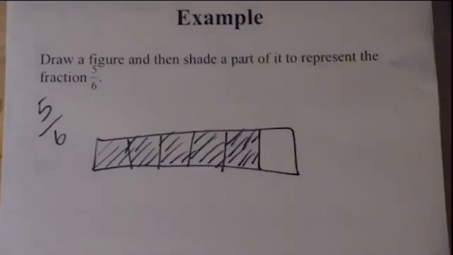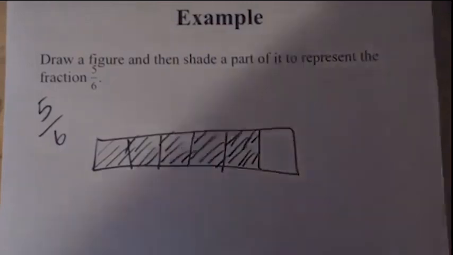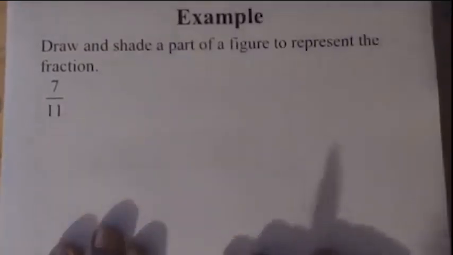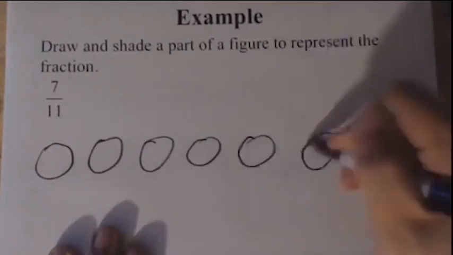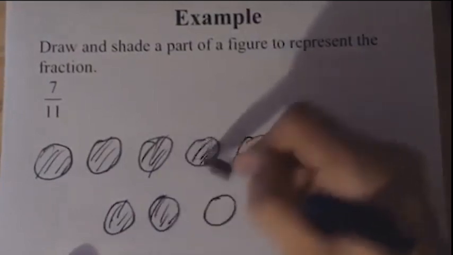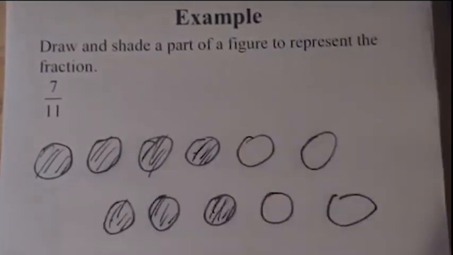It doesn't have to be a connected figure like this. So let's draw an unconnected one. Draw and shade a part of a figure to represent the fraction 7/11. 1, 2, 3, 4, 5, 6, 7, 8, 9, 10, 11. I've drawn 11 equal circles, and I'm going to shade 1, 2, 3, 4, 5, 6, 7 of them. 7/11.